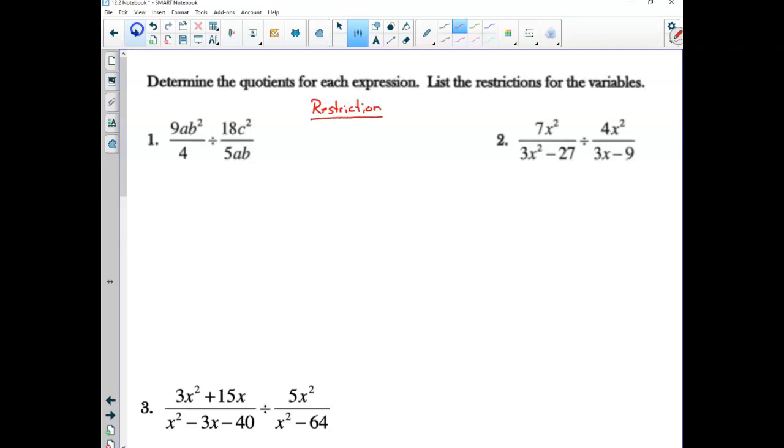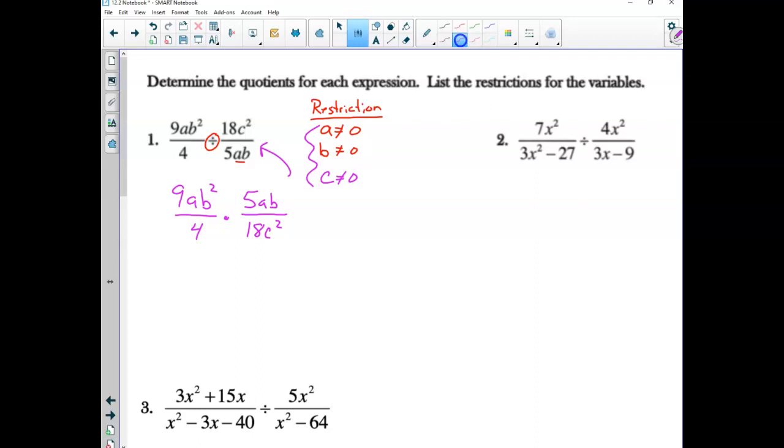Okay? When I'm thinking restriction, I'm thinking A cannot equal 0, B cannot equal 0. Okay? Because they're in the denominator. Ooh, but I'm multiplying. Okay, well, let's rework this. When I rewrite this, I'm like, okay, this is 9AB squared over 4 times, well, now the 5AB is in the top. There's still restrictions because it's still equivalent to this. And this 18C squared comes downstairs. Ooh, I see another restriction. C cannot be 0. So I had to add that restriction because I flipped one of those fractions.